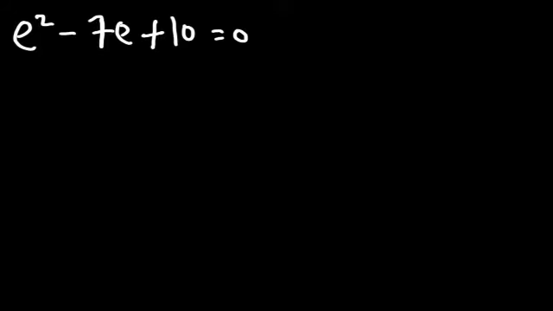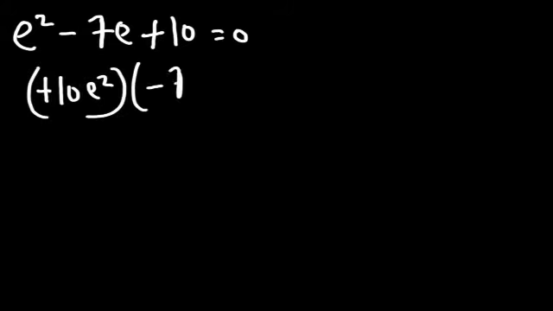e squared minus 7e plus 10 equals 0. Unlike before, just multiply the first term and the last term. So this should result in positive 10e squared. Alright, so note down the middle term, that's minus 7e.